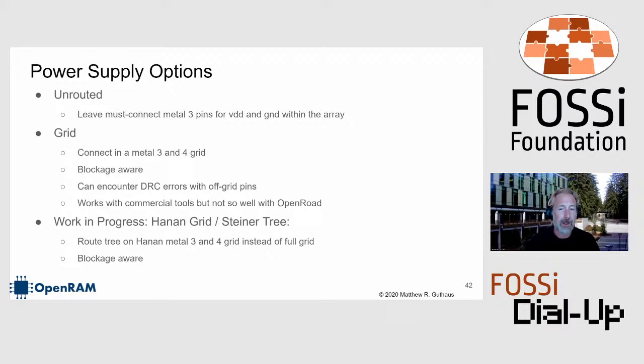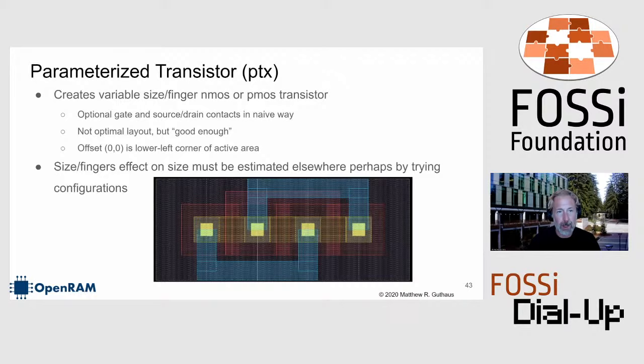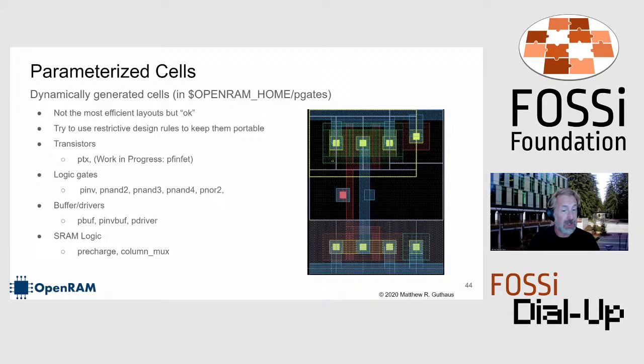Not to go too long, but some of the things we use in OpenRAM are parameterized transistors. So we actually generate the layout for devices. It's not optimal, but what this does is it lets us do customized sizing for different drivers and the timing. So we have a parameterized transistor, you can change the number of fingers and so on. You can use this to generate parameterized cells like inverters, NANDs, NORs, and so on in the control logic. And also pre-charge and column muxes are implemented with these parameterized transistors and cells. Now, the idea here is these are not optimal cells, but they're good enough because they're not used very frequently. So the area is not super important.